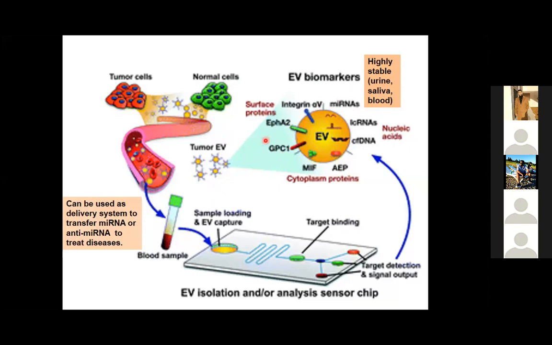They can be used also as a delivery system, as therapeutic agents. For example, we can load these extracellular vesicles with a specific microRNA or anti-microRNA to treat a disease. We said before that microRNA can be tumor suppressor or oncogenic. So what if we load these extracellular vesicles with a microRNA that is tumor suppressor? It can help to treat some diseases. It can help to treat the progression or improve the response to chemotherapy.